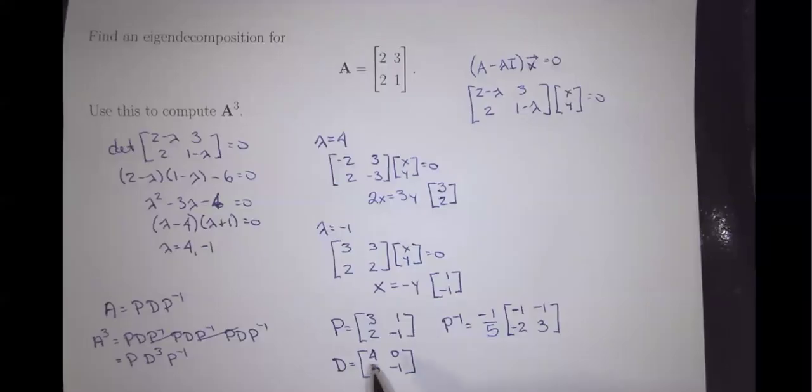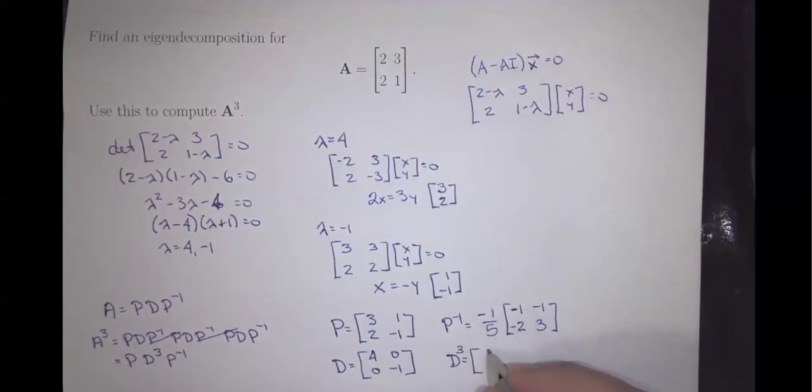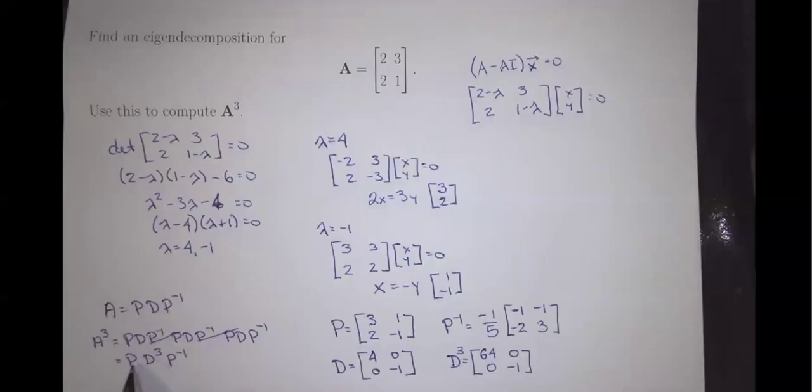Now D is a diagonal matrix, and if you multiply diagonal matrices together, they stay diagonal, and you just exponentiate the diagonal elements. So D cubed, in fact, should be 4 cubed is 64, 0, 0, negative 1 cubed is negative 1. So A cubed is going to be the product of P, D cubed, and our P inverse, where P is here, P inverse is there, and our D cubed is right there.